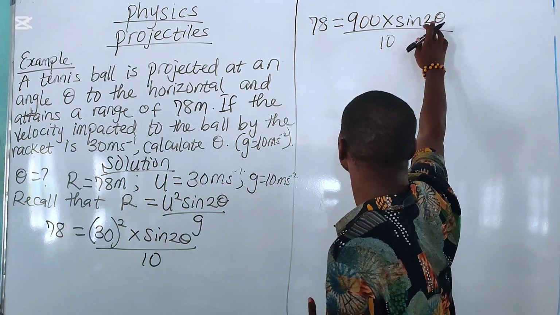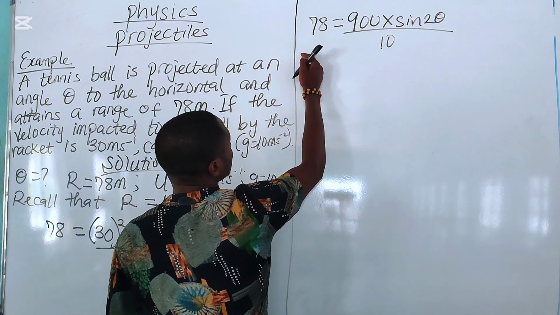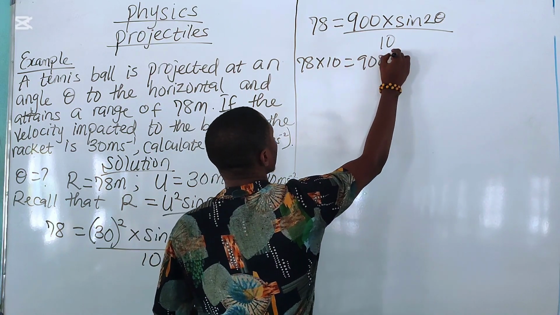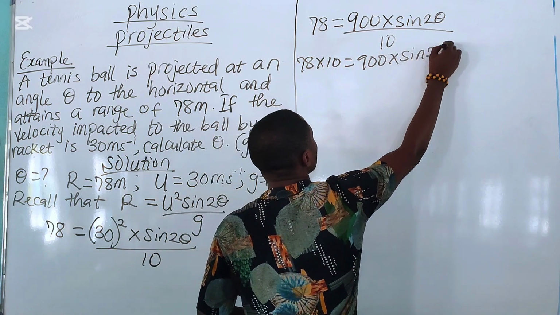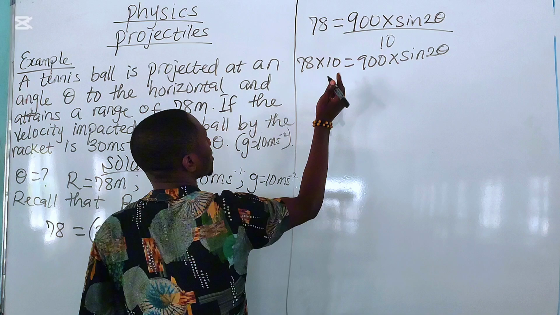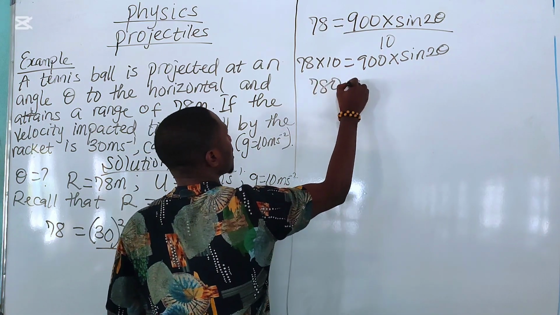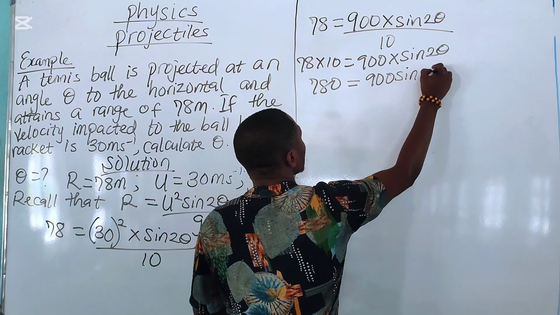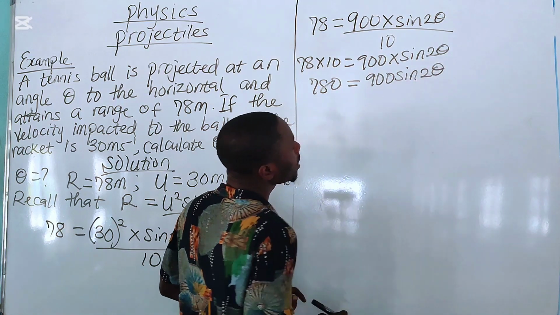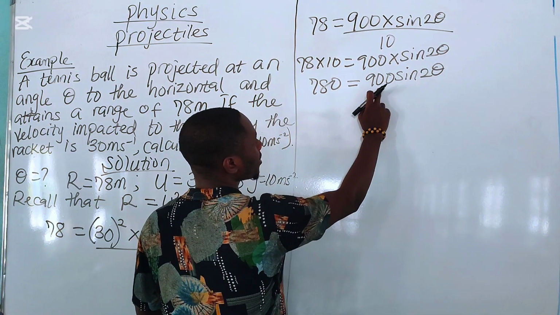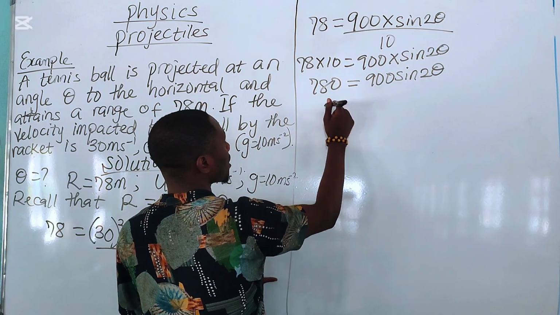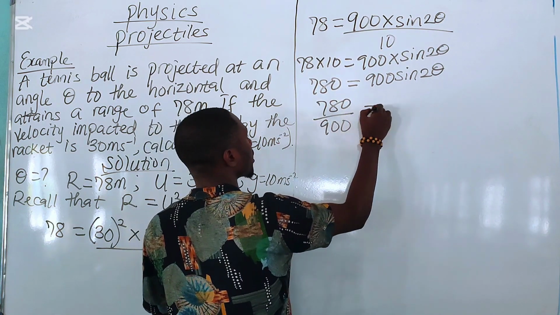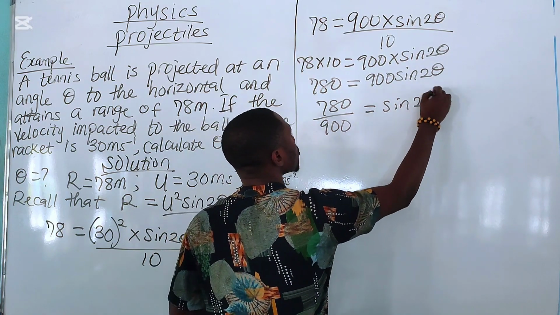Okay, so we are looking for theta, so we cross multiply. On cross multiplying, we have 78 times 10 is equal to 900 times sine 2 theta. So 78 times 10, that is 780, is equal to 900 sine 2 theta. So we are looking for theta. What do we need to do? Divide both sides by 900. So we have 780 divided by 900 is equal to sine 2 theta.